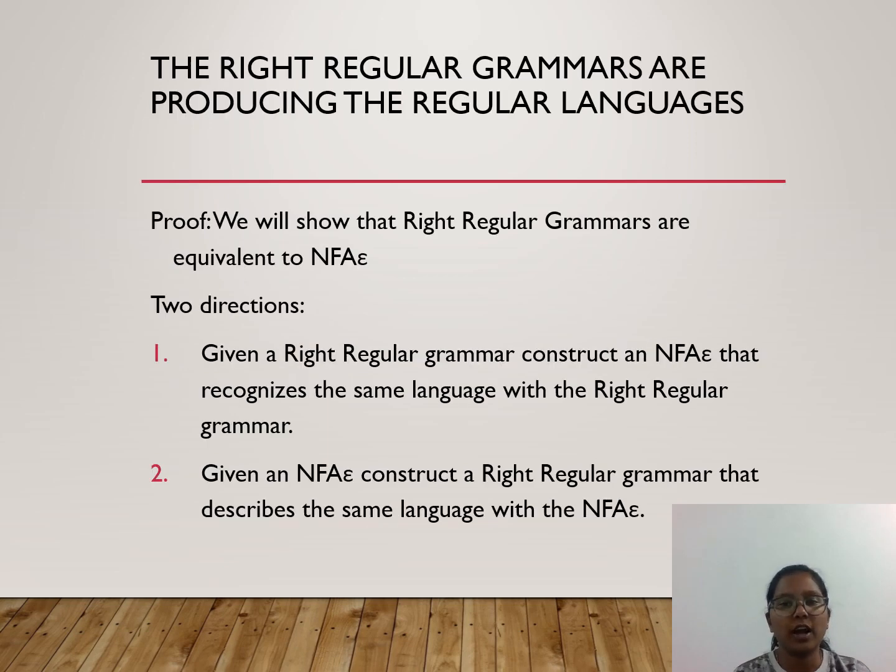The right regular grammars are producing the regular languages. We'll show that right regular grammars are equivalent to NFA epsilon, and let's see how it can be done. It can be done in two directions. Given a right regular grammar, construct an NFA epsilon that recognizes the same language. Given an NFA epsilon, construct a right regular grammar that describes the same language.